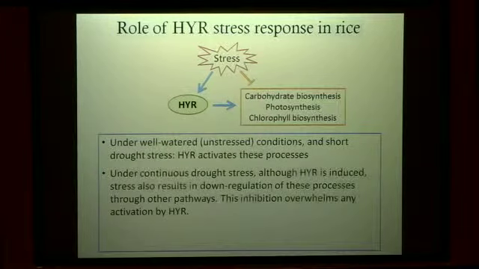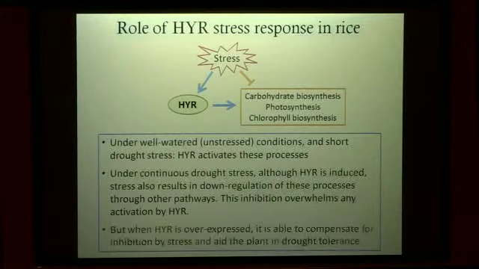But under continuous drought stress, although higher is induced, by some other pathways there's very strong downregulation of these processes. And so essentially what happens is there is downregulation under severe drought. But when you increase the expression of higher, then it's able to compensate essentially for that stress, and it maintains these particular processes. So that essentially is our model for expression of higher.